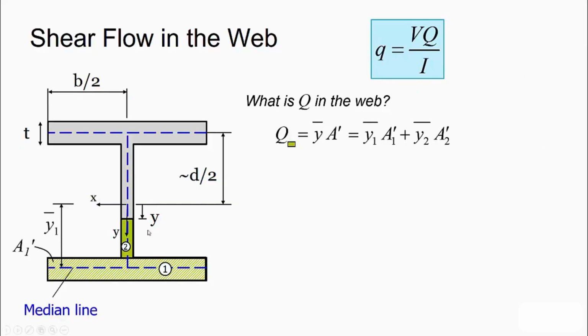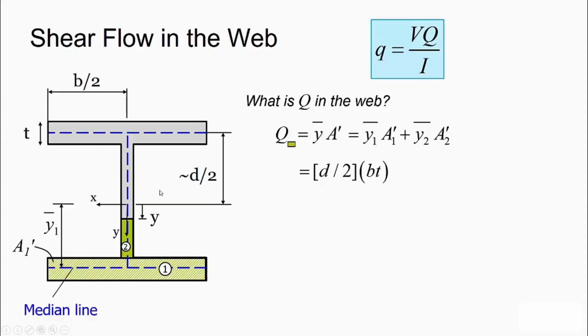Now looking at the first area, area 1, this value will actually be a constant. If I'm sectioning through the web, this area will always be the same. The distance to the centroid is just d over 2, as it was in the previous analysis for the flange. And now the area is constant. It's not changing because we're not sectioning at different points along x. It is just the area of the flange, which is b times t.